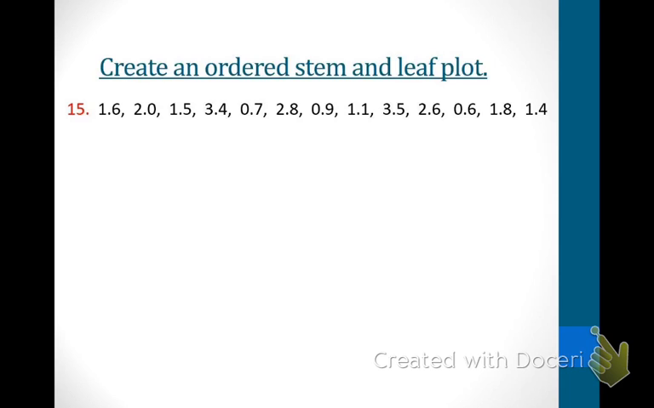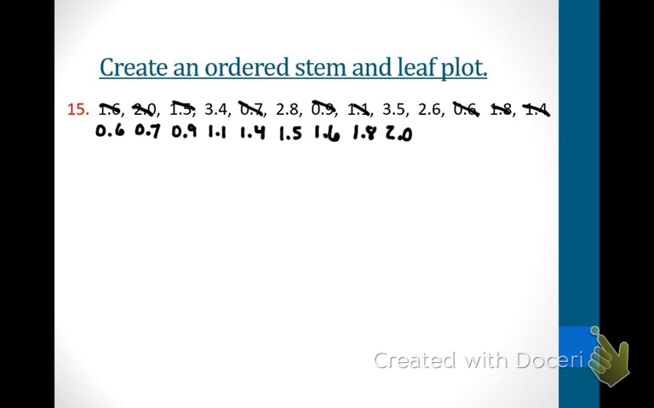JD, do you know how to do this? Fantastic. How do you do it first before anything else? Well, you gotta put them from least to greatest. Okay, because we have a data set, we're going to put it in order from least to greatest. Class, help me do it. What's the first one? 0.7, 0.9, 1.1, 1.4. Everybody keep going. 1.5, 1.6, 1.8, 2.0, 2.6, 2.8, 3.4, 3.5. Very good job. Okay, Katie, help me out. What do I do first?